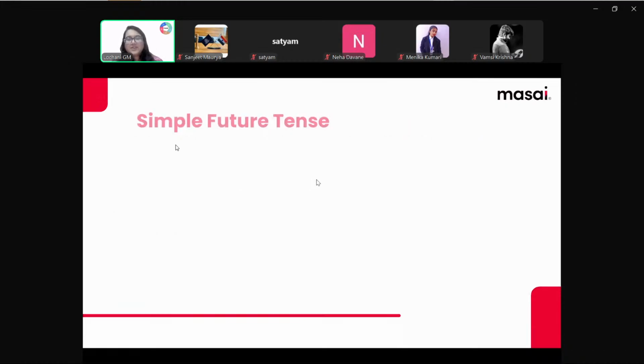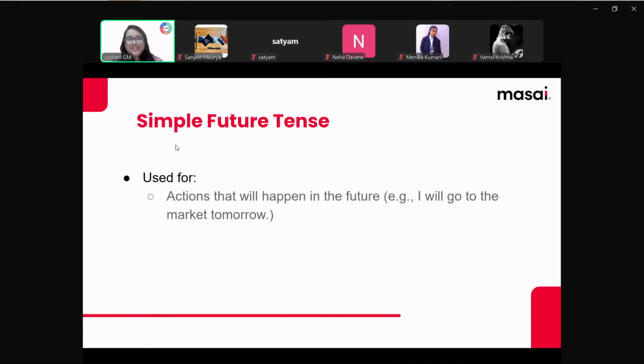Now, let's talk about the simple future tense, the simplest of all tenses. You use this particular tense to talk about things that will happen in the future, things that are going to happen. If you want to talk about the next minute, the next day, or the next decade, irrespective of that, if you want to talk about the future, this is the tense. This is also very simple.